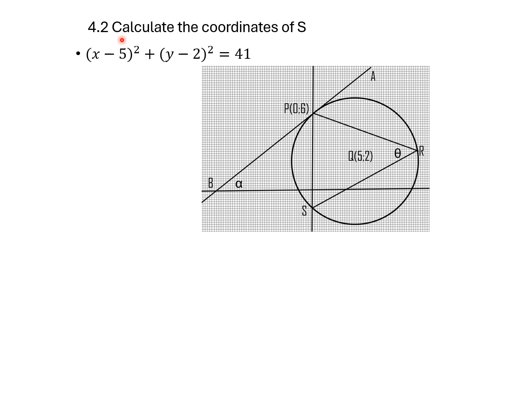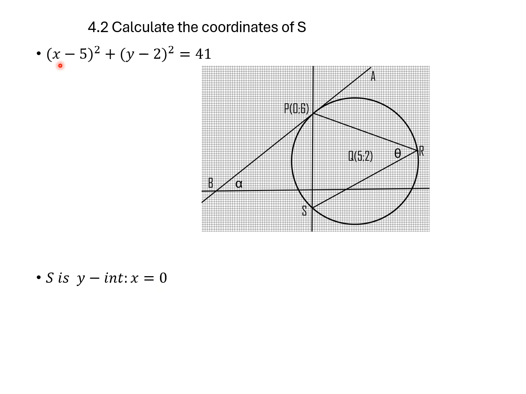4.2, now we want the coordinates of S. Calculate the coordinates of S. As you can see, S falls on the circumference of the circle, so it's a point we can get using the equation of the circle. Whenever we find the equation of the circle, we will test whether you can use this equation. S is on the y-axis, so it's a y-intercept, x equals 0.